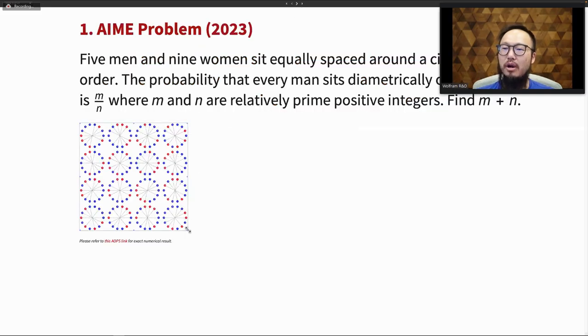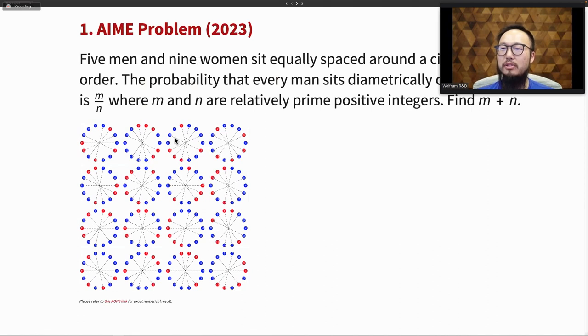Okay, now without further ado, let's start from a very fresh AIME problem this year. So let me just quickly explain what's going on here. There are 5 men and 9 women sitting equally spaced around a circle in random order. So that means they sit on the vertices of a regular polygon. For example, if there are 4 people, they must sit on a square. 5 people, you sit on the vertices of a pentagon. So equally spaced always means on the circle.